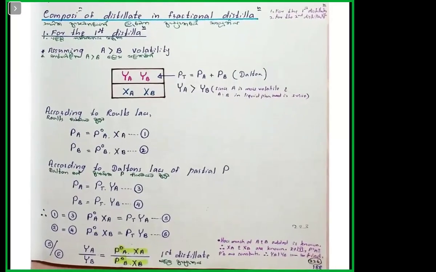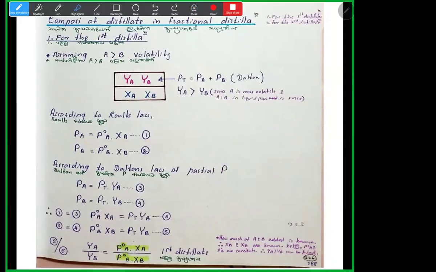Okay, how do we find the composition? Initially, we had XA and XB. It's evaporating to YA and YB. According to Raoult's law, this part: PA equals P naught A XA, PB equals P naught B XB. That's Raoult's law. Then Dalton's law of partial pressure goes to this part. PA equals total pressure into YA, meaning the partial pressure in the vapor phase. PB is PT into YB.